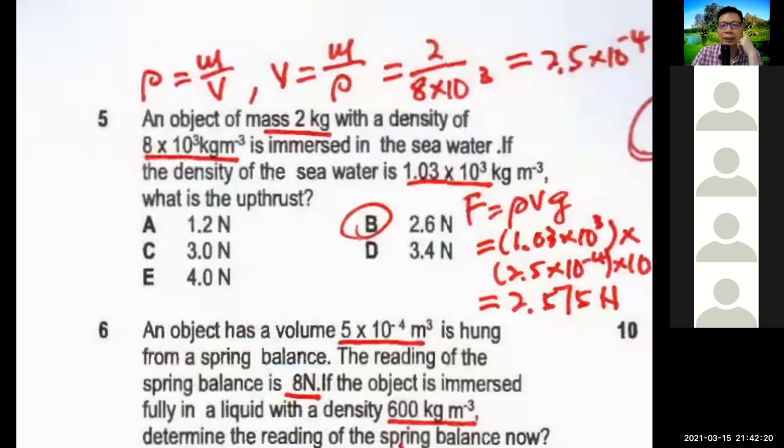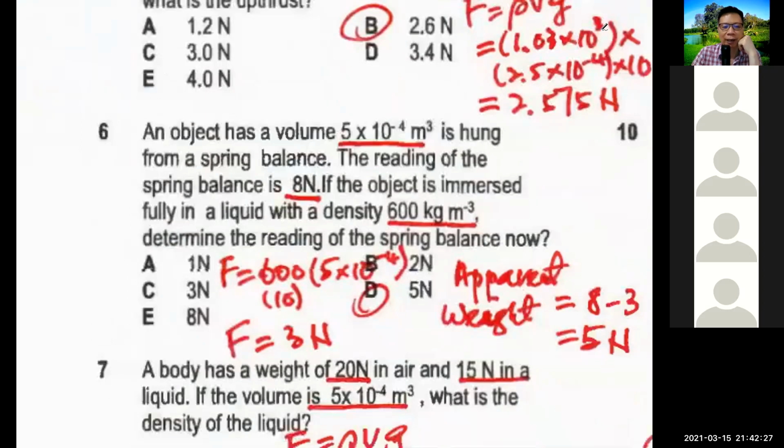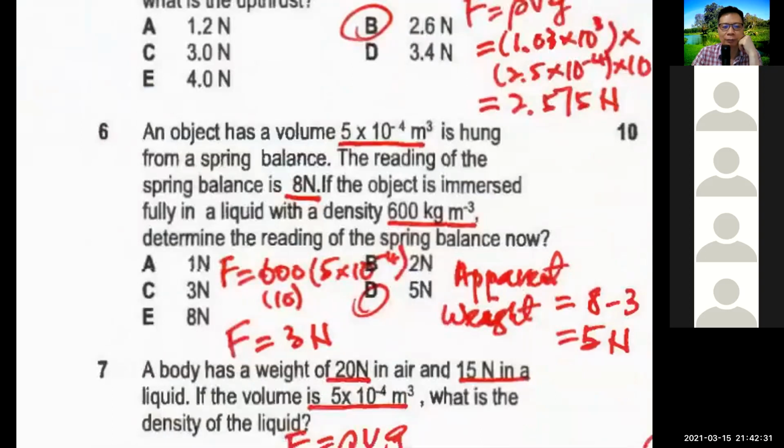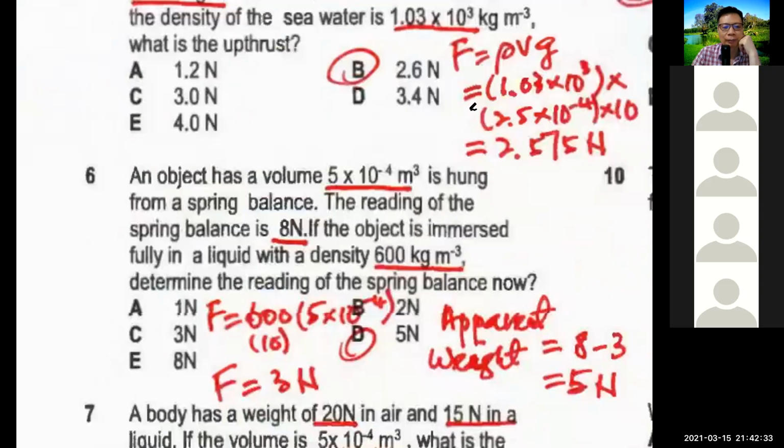Hashini says the answer is 5. Let's check, Hashini. Yes, correct. Very good, Hashini, you are right. 5 Newton. Thank you, Hashini.